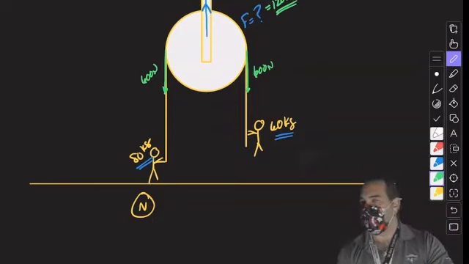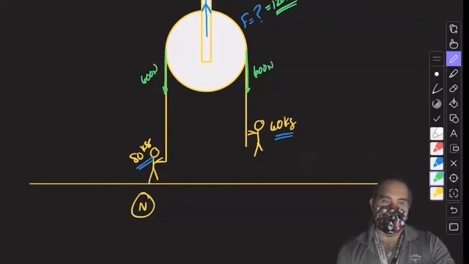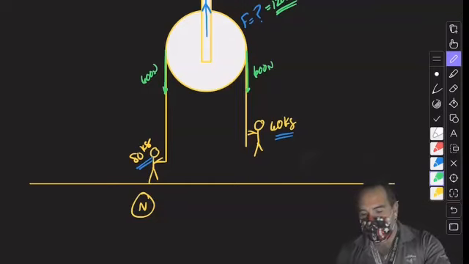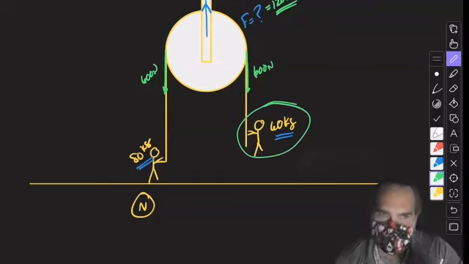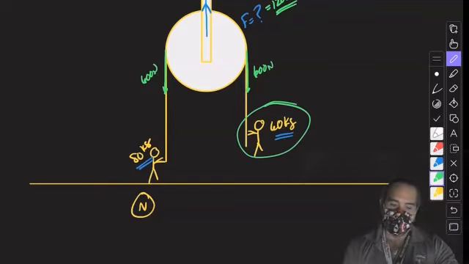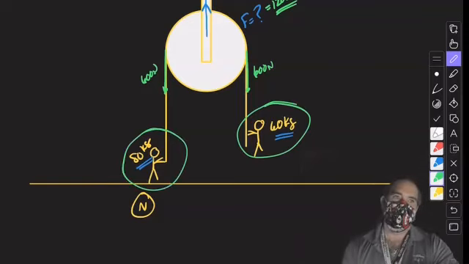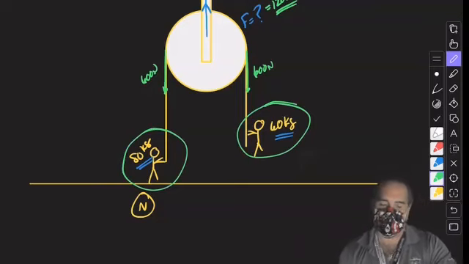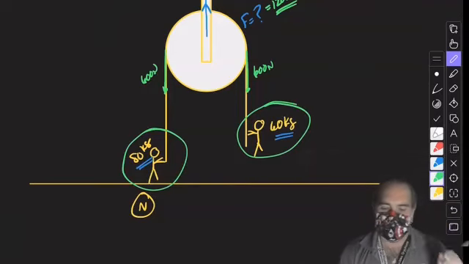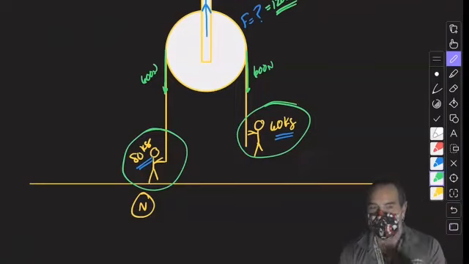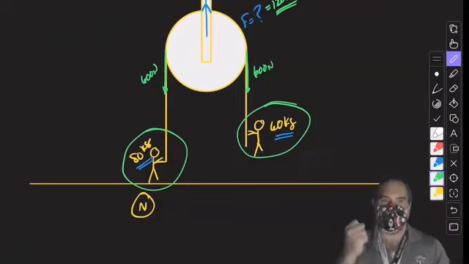This is not the question I wanted to ask. The question I want to ask is how fast does this person have to accelerate up the rope in order to lift this person off the ground? That's what I want to ask. The first question was first semester work or first year work. This is our question. So you only have 2 minutes and I will single out one of you for this answer. I want the acceleration of the 60 kilogram person. They are going to pull themselves up the rope.